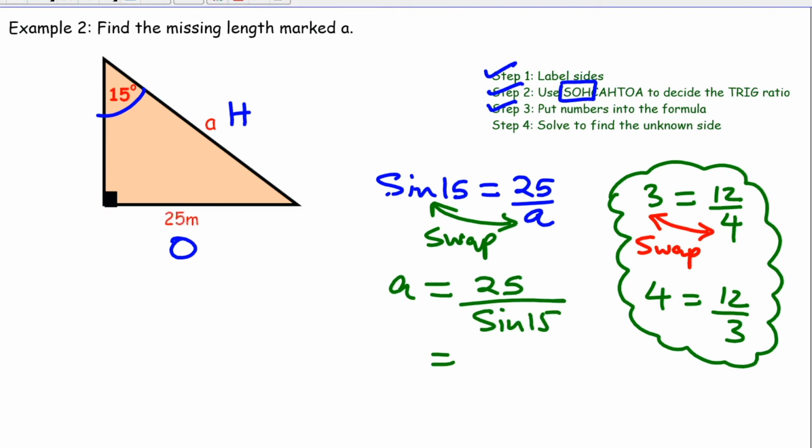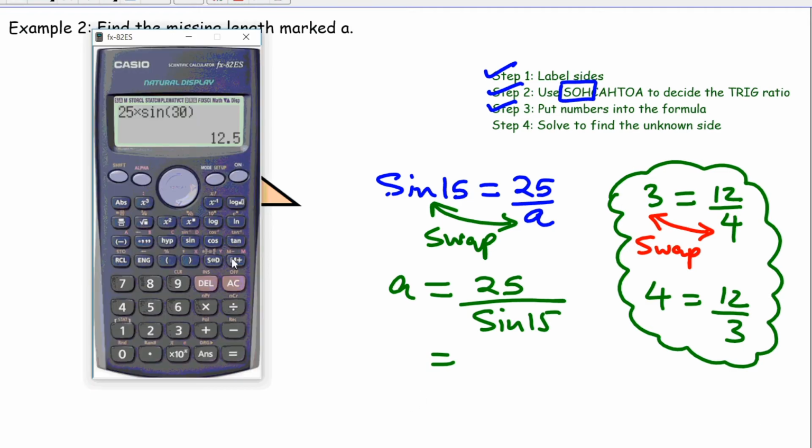And then you just plug that in the calculator. So you go ahead and say, you can use the fraction. So that will be 25 divided by sine of 15. Always helps if you use the fraction button. And your answer will be 96.6. So our answer will be 96.6 meters.